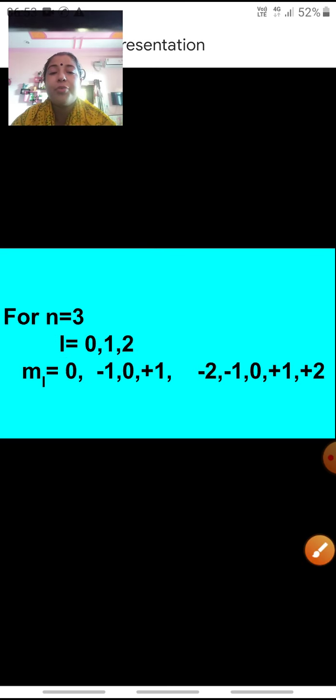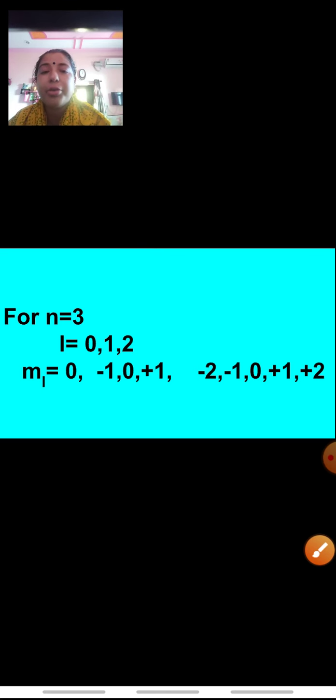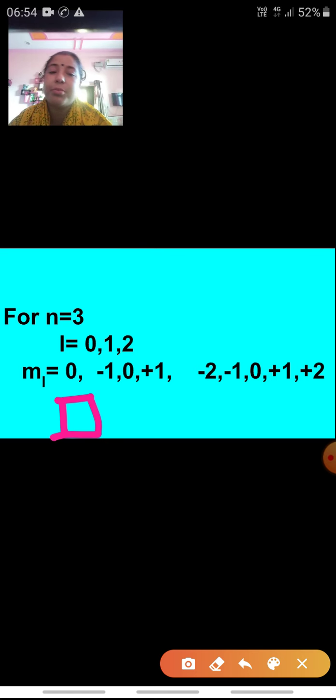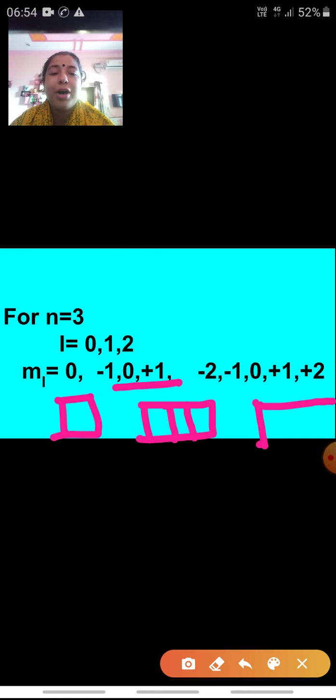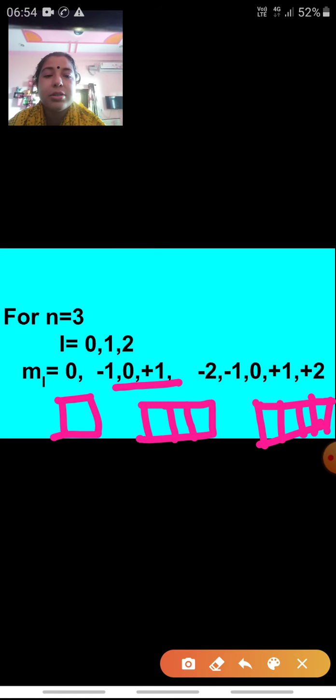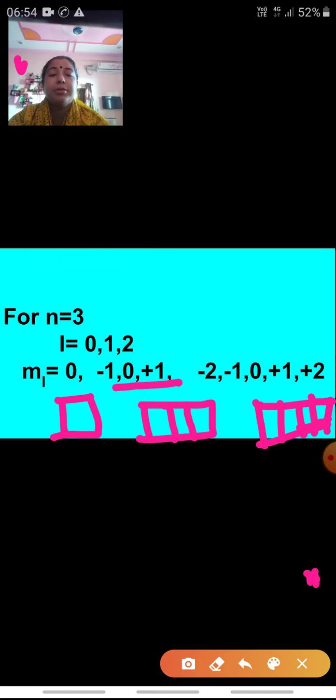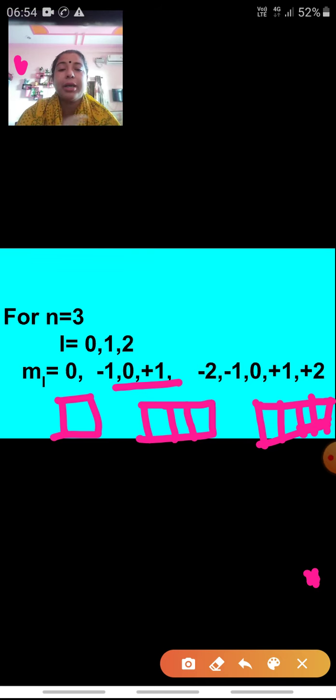Now children, when you are writing the electronic configuration, what you have to do is, for the 0 you have to make one box only. For these 3 you have to make 3 boxes, and for this you have to make 1, 2, 3, 4 and 5 boxes. See, the 5 boxes you have to make, and inside each box 2 electrons can be accommodated.